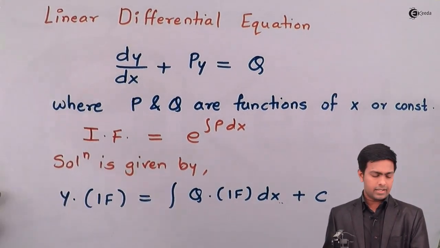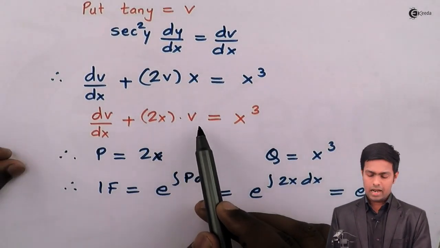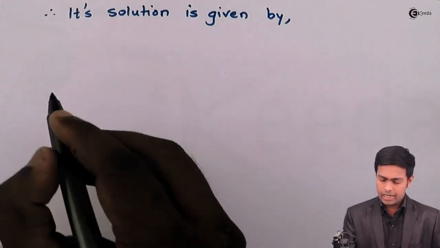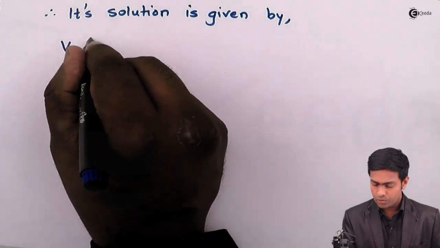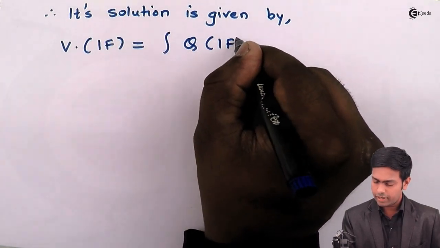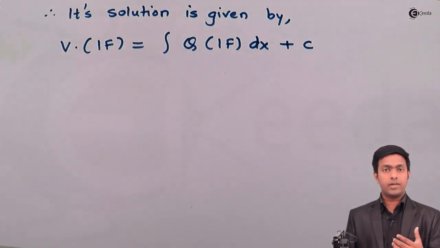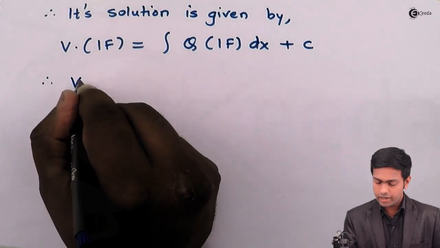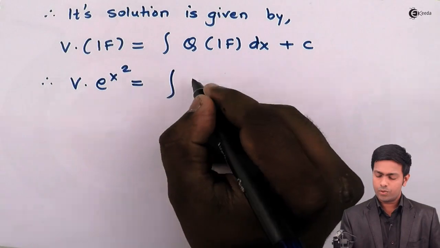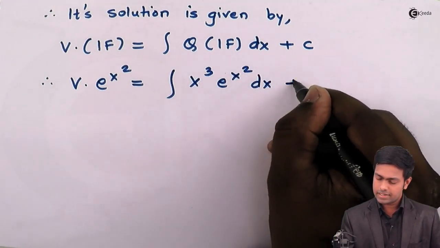So in our case, if you see, we have v as the dependent variable and x is the variable by which we are differentiating. So here I'll say it will become v into integrating factor equals integration of q into integrating factor dx plus c. Now let's substitute the values. So therefore it is v into e raised to x square equal to integration of q, which is x cube, into e raised to x square dx plus c.